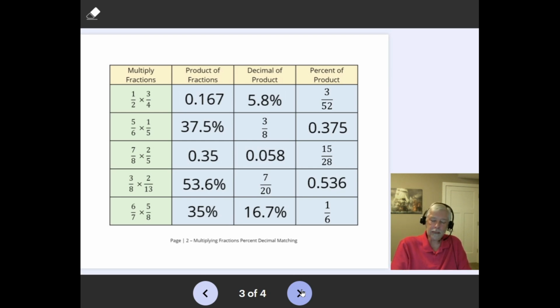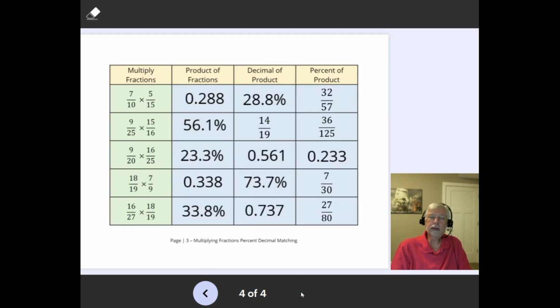Now, multiplying fractions. When you multiply fractions, you just have to multiply straight across. These are simple fractions. First one, we have 1/2 times 3 over 4. Now, just so we know for the whole activity, there's actually 2 pages. I'm just going to do the first page.